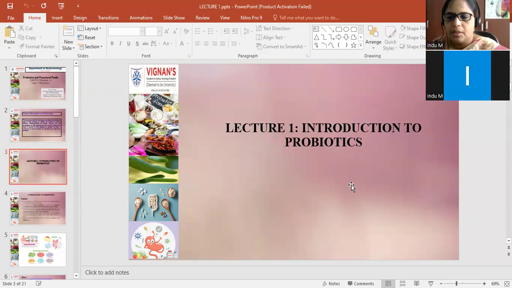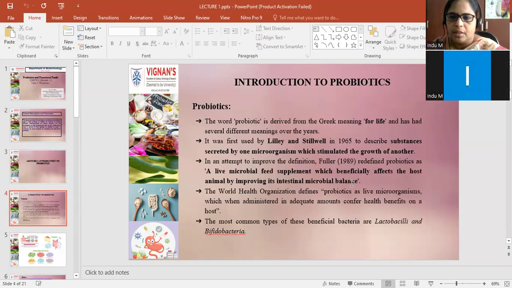Coming to lecture one, that is Introduction to Probiotics and Probiotic Microorganisms. So, what are probiotics? Any idea about probiotics? Probiotics is derived from the Greek word meaning for life. Several meanings are there. First, it was used by Lilly and Stilwell in 1965. They described substances secreted by microorganisms which stimulate the growth of another. So this statement was given by Lilly and Stilwell.